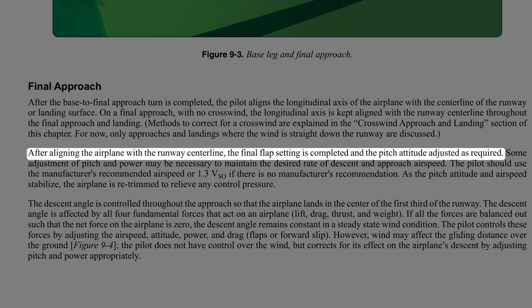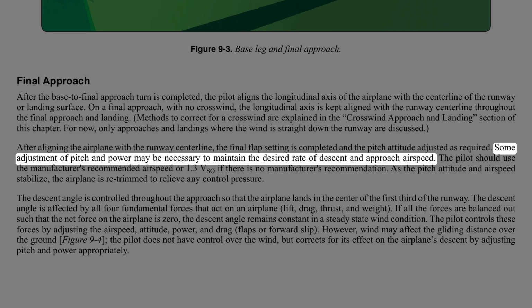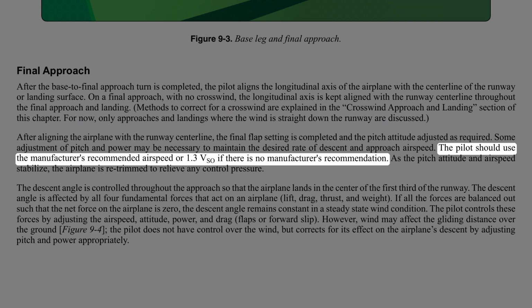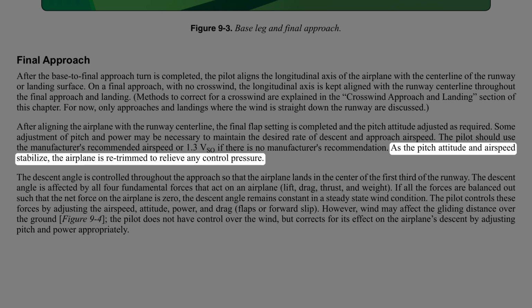After aligning the airplane with the runway centerline, the final flap setting is completed and the pitch attitude adjusted as required. Some adjustment of pitch and power may be necessary to maintain the desired rate of descent and approach airspeed. The pilot should use the manufacturer's recommended airspeed or 1.3 VSO if there is no manufacturer's recommendation. As the pitch attitude and airspeed stabilize, the airplane is retrimmed to relieve any control pressure.